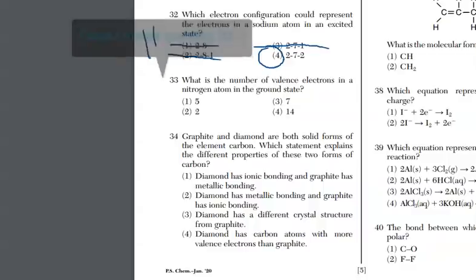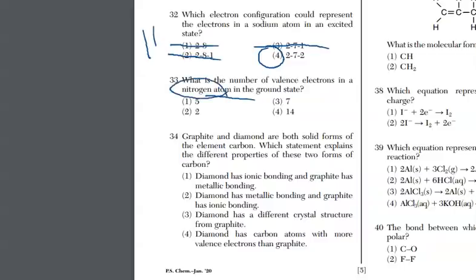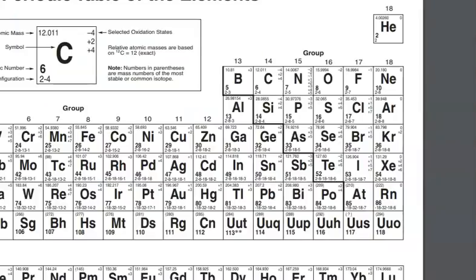Moving on to question 33. What is the number of valence electrons in a nitrogen atom in the ground state? Well, your valence electrons, remember, are your outermost electrons. Nitrogen, again, you'll notice they didn't give you the symbol. The symbol is N, but if you forget, yes, reference table S. Let's go to the periodic table. Your outermost electrons are going to be the last number in the electron configuration, which is 5.